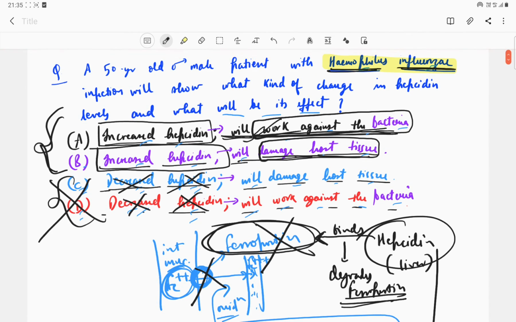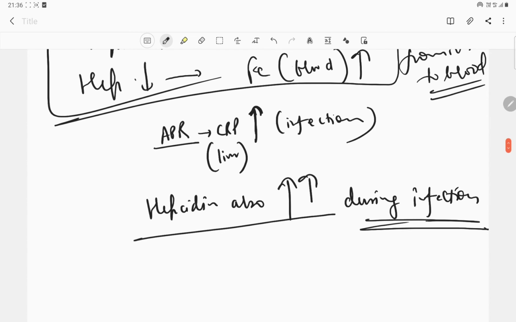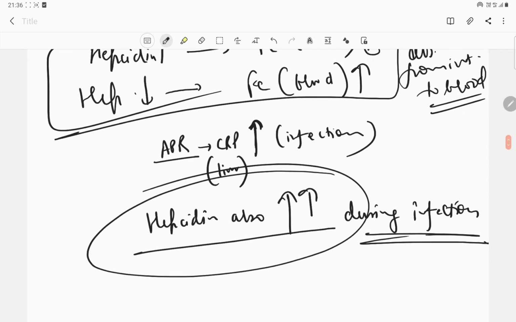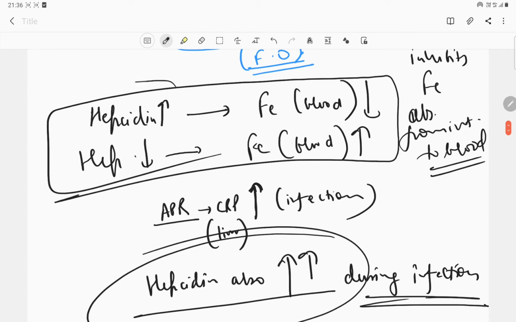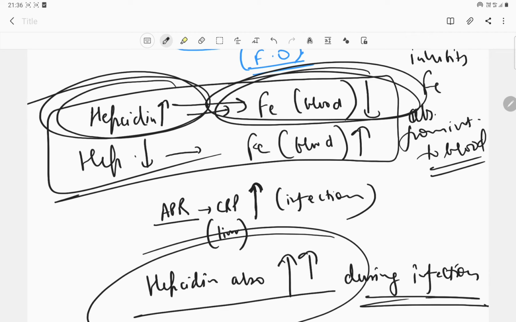But is it really true that it will work against the bacteria, or will it damage the host tissue? We will see now. If hepcidin increases in infection, we have seen that iron decreases. Now what do you think will happen? Will this iron decrease protect us from the infection, or will it harm our body?